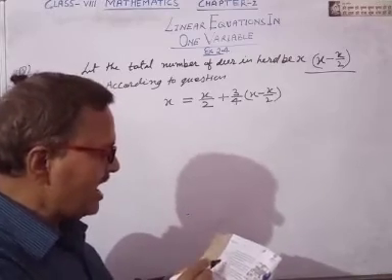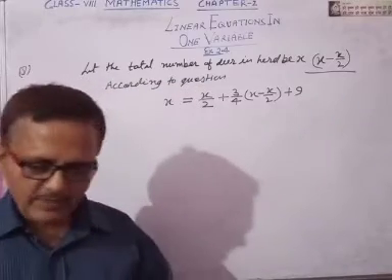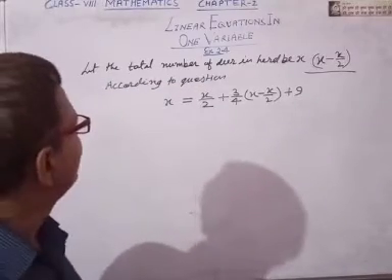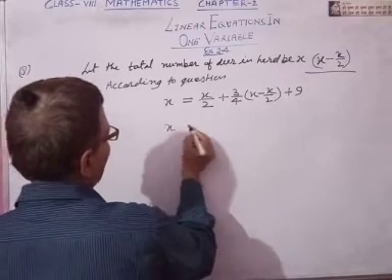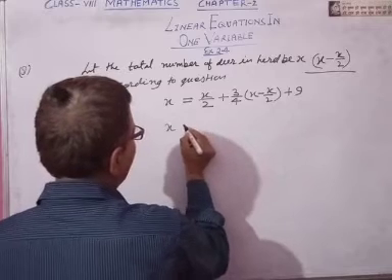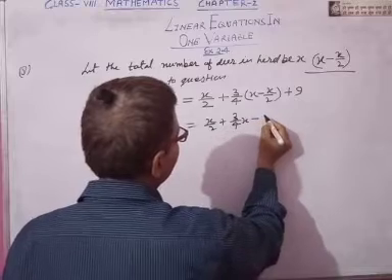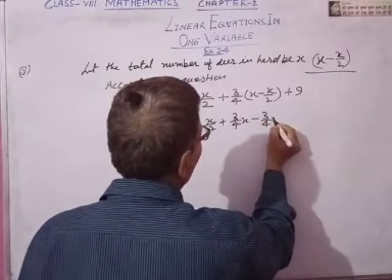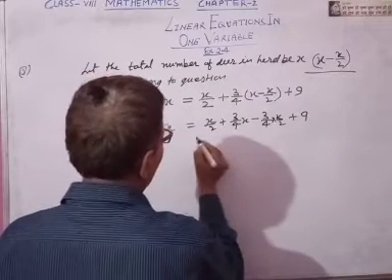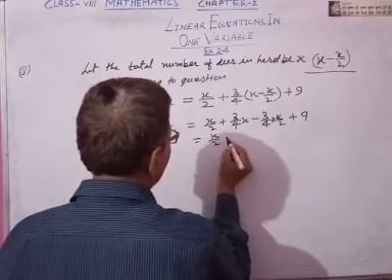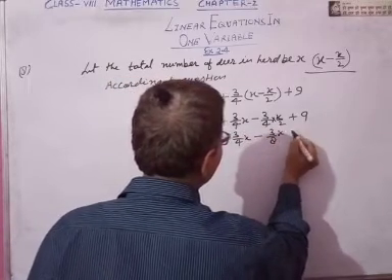The rest 9 are drinking water. Find the number of deer in the herd. So you will solve this equation. x equal to x by 2 plus 3 by 4 into x minus x by 2, plus 9. Now, x by 2 plus 3 by 4x minus 3 by 8x plus 9.